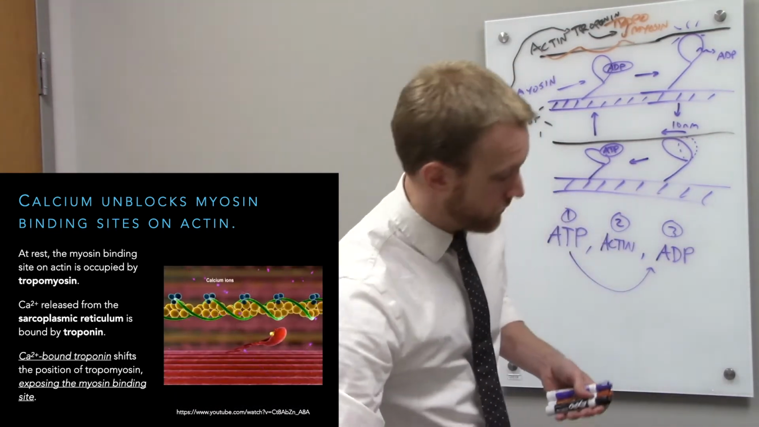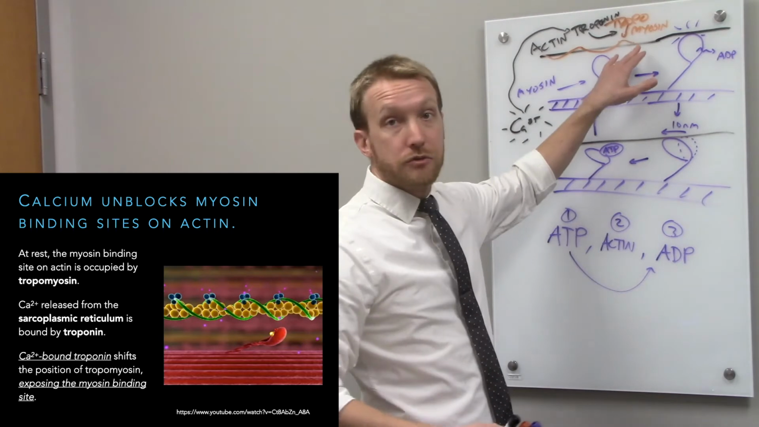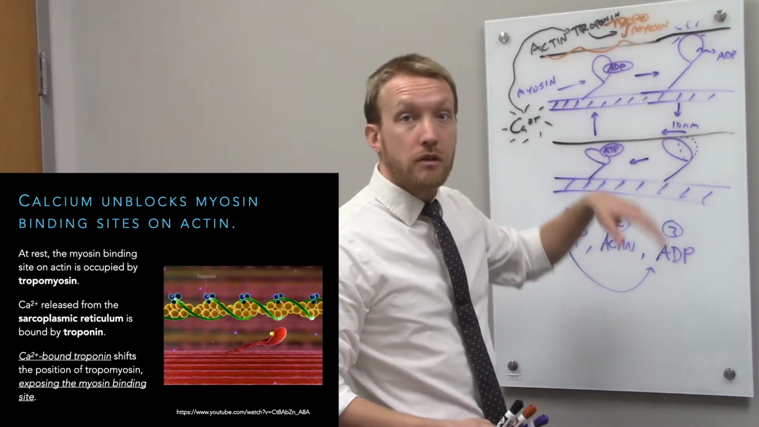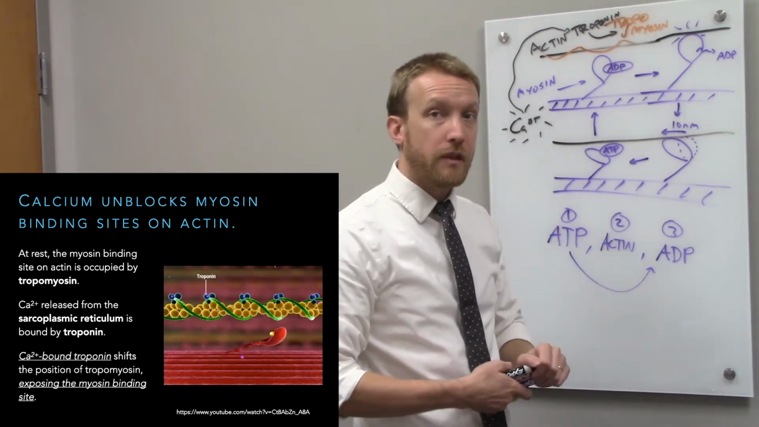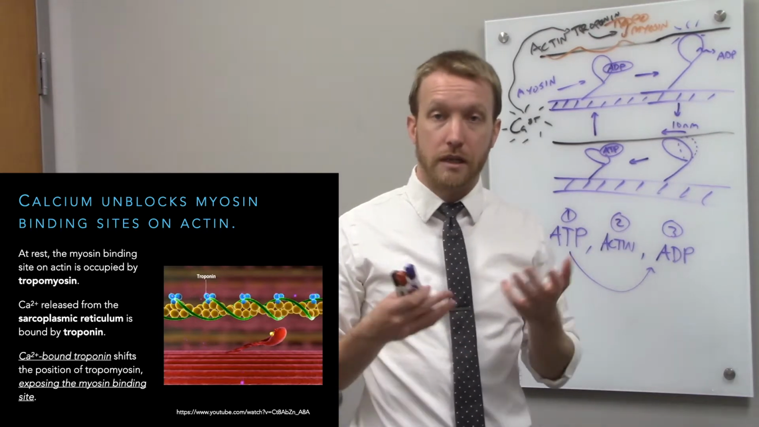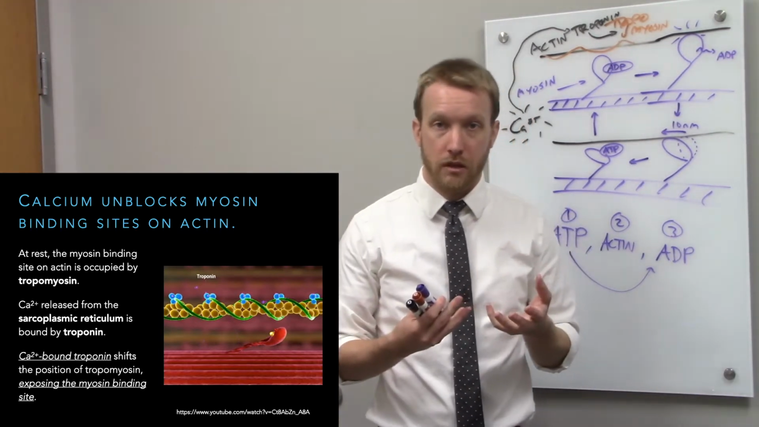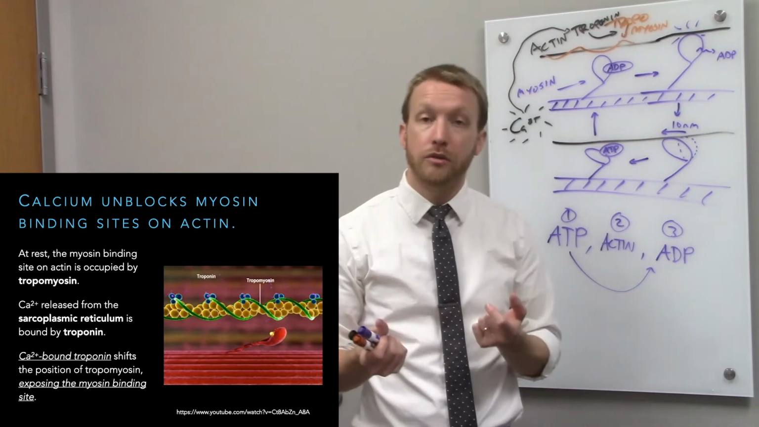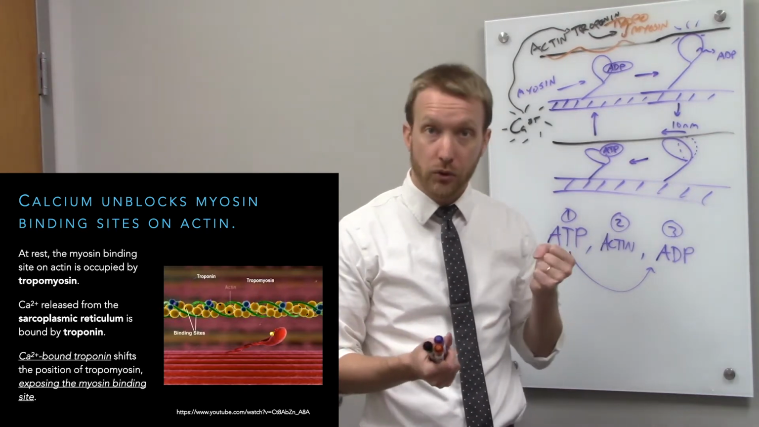So there, tropomyosin is green in this case, troponin, little blue balls there. That's the calcium binding protein. When it binds calcium, it changes its shape. So when it changes its shape, any protein that it's attached to gets pulled.